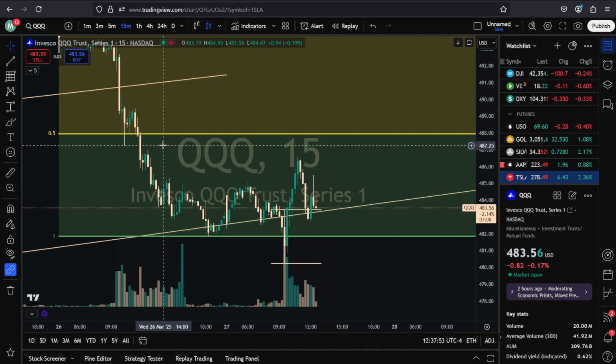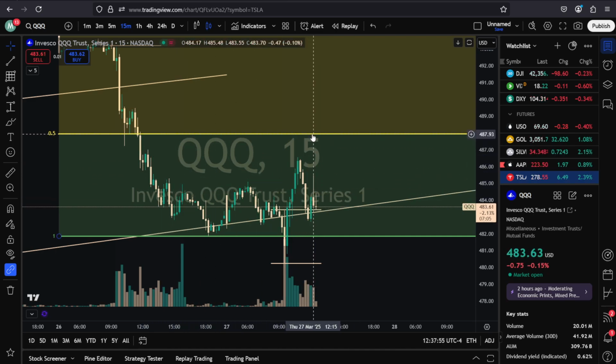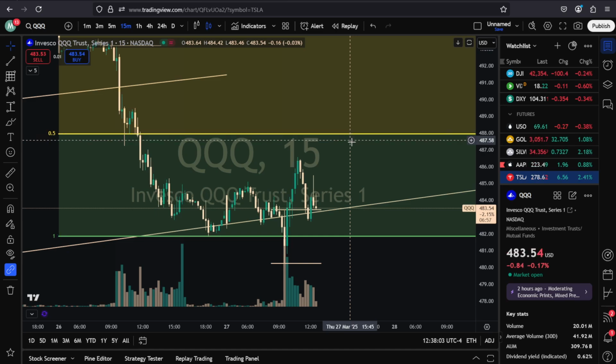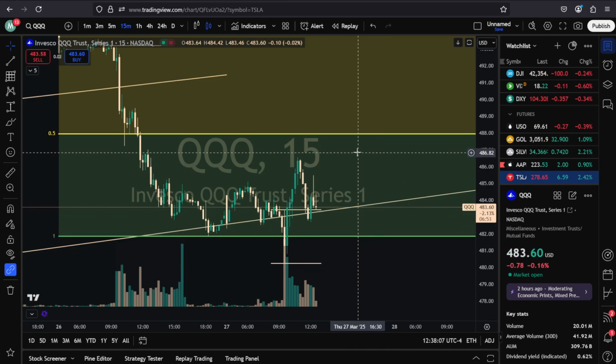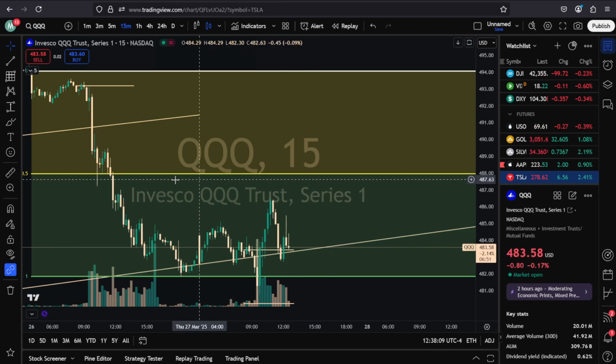In this case on QQQ, obviously we haven't hit 487 yet, 488. We will be looking for that tomorrow, Friday. We'll be looking for that level to hit and then either reject and continue this movement to the downside, go and target 481, 482, or we'll look for this level to break and continue up to the upside at 491.